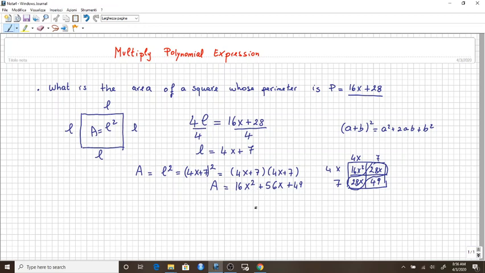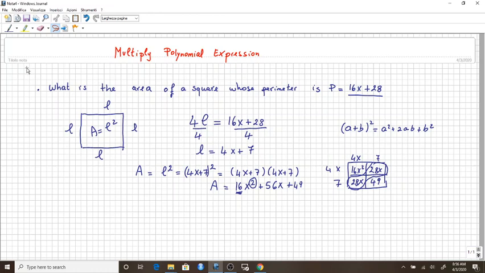And what we get is a polynomial function, so the area is a polynomial function of degree 2 and leading coefficient 16. That's the degree, and the number in front of the highest degree term, I remind you, is the leading coefficient, okay?